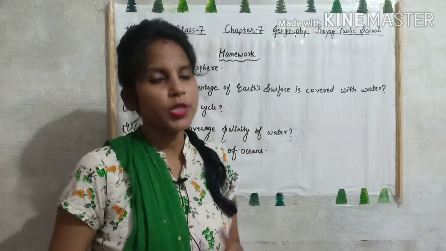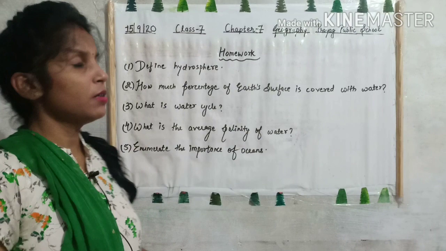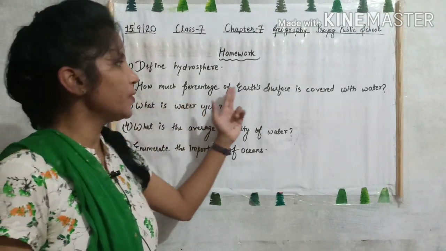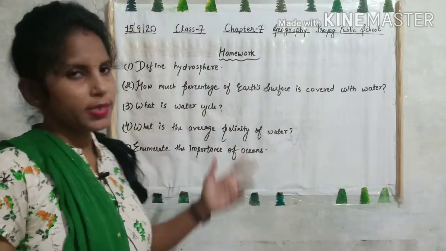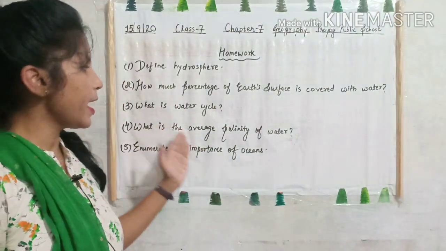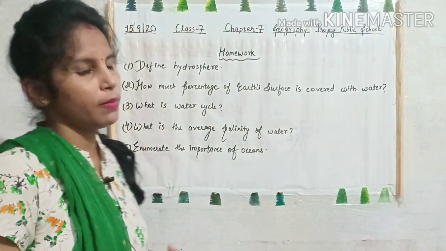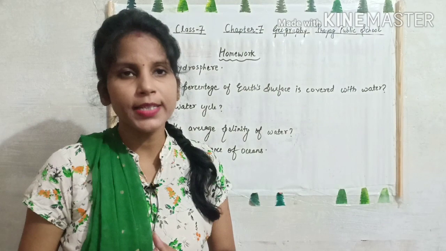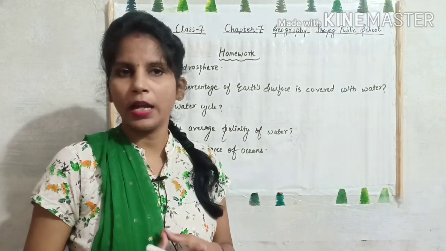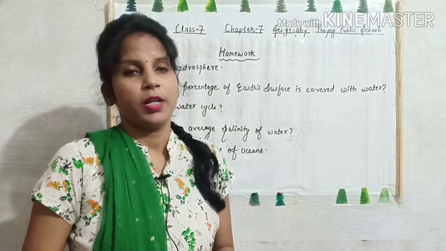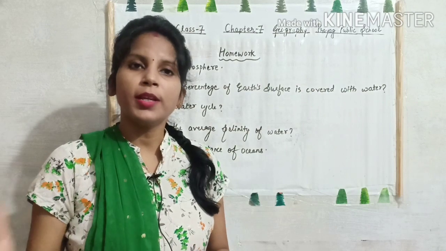Okay. So children, this is your homework for today. Question number 1 is define hydrosphere. Second, how much percentage of Earth's surface is covered with water? Third, what is water cycle? Fourth, what is the average salinity of water? And fifth one, enumerate the importance of oceans. So all these question answers you have to do in your homework copy in a neat and clean handwriting. Okay. So go through the chapter thoroughly and prepare for the next topic.